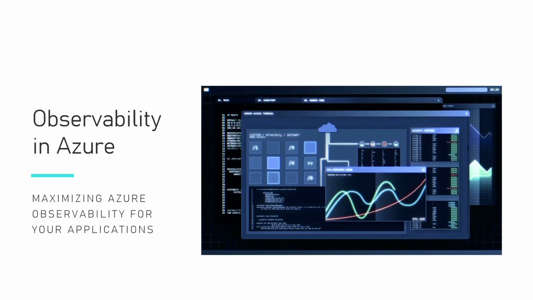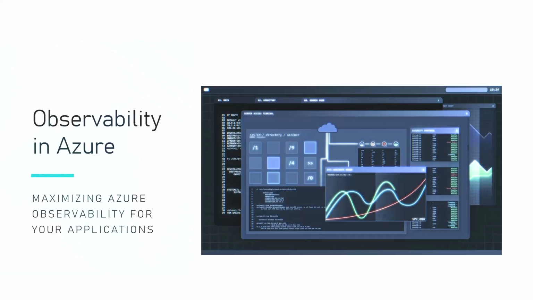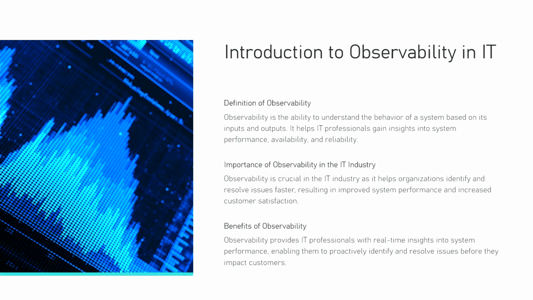So the first thing we're going to do is start talking about observability. And of course, I said that we're going to focus on observability in Azure. However, we don't need to start with Azure. We can say observability as a whole. What is observability? The definition of observability is the ability to understand the behavior of a system based on its inputs and outputs. It helps IT professionals gain insight into the system performance, the availability, the reliability. It's a little bit broader.